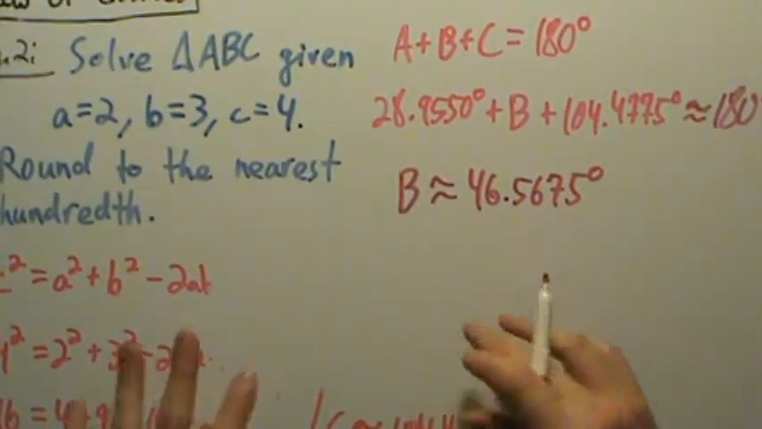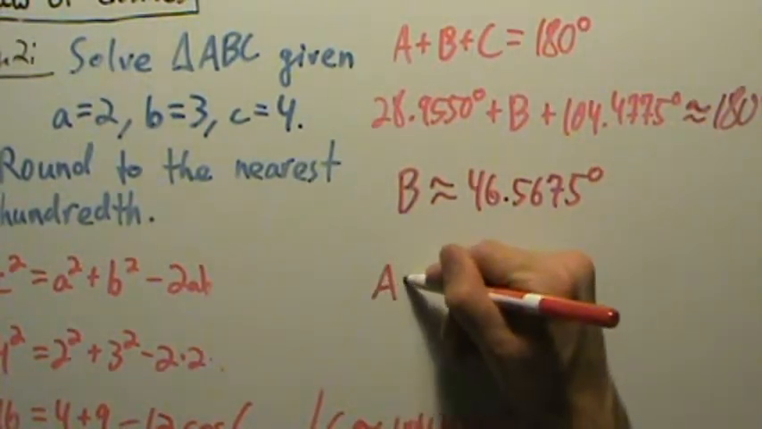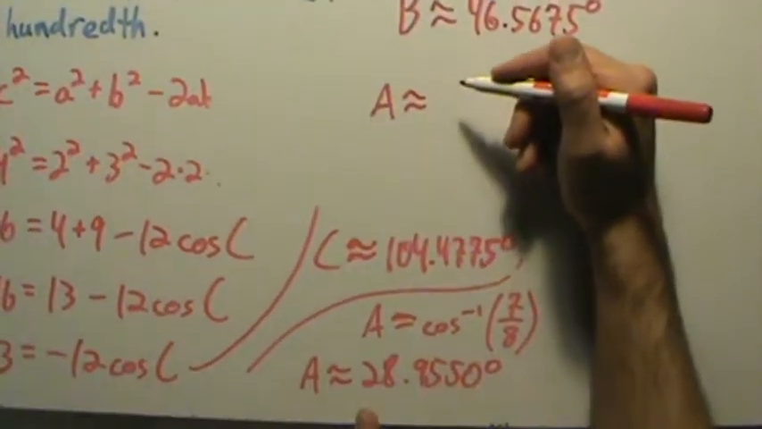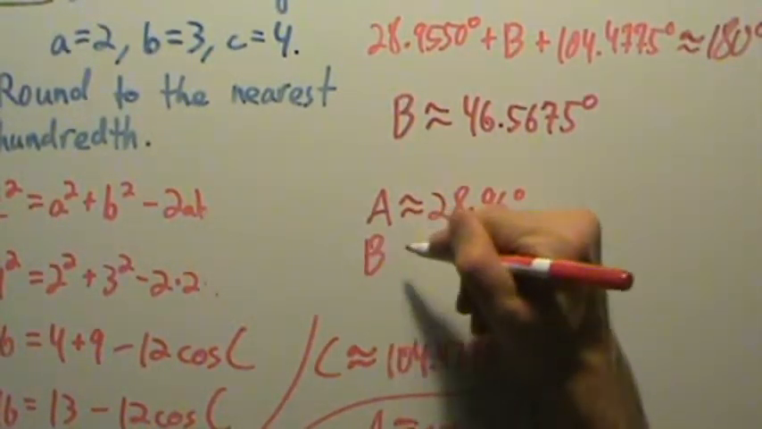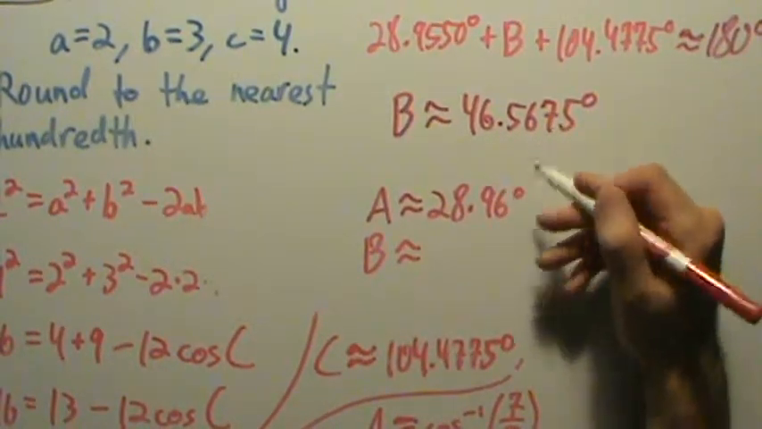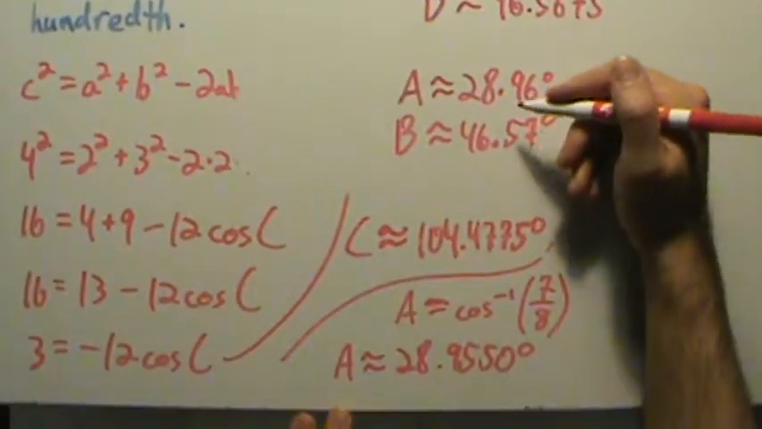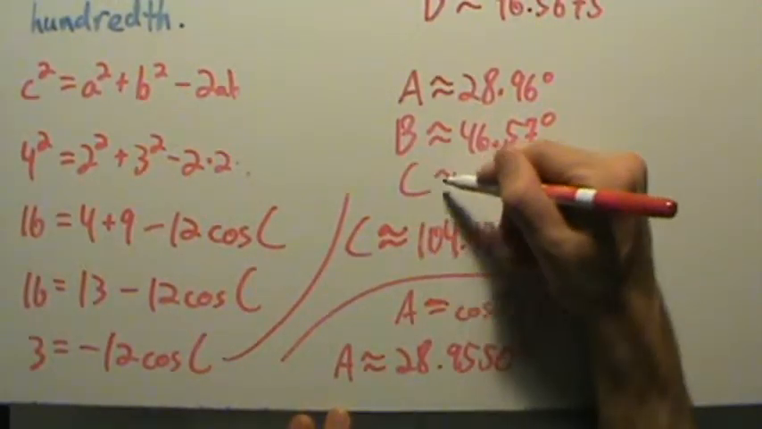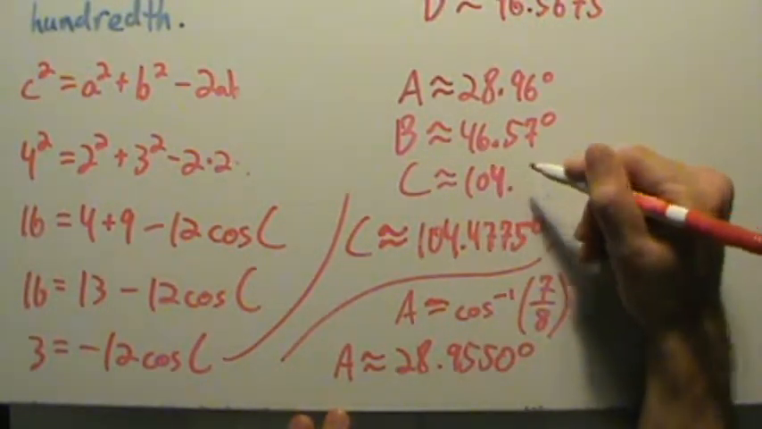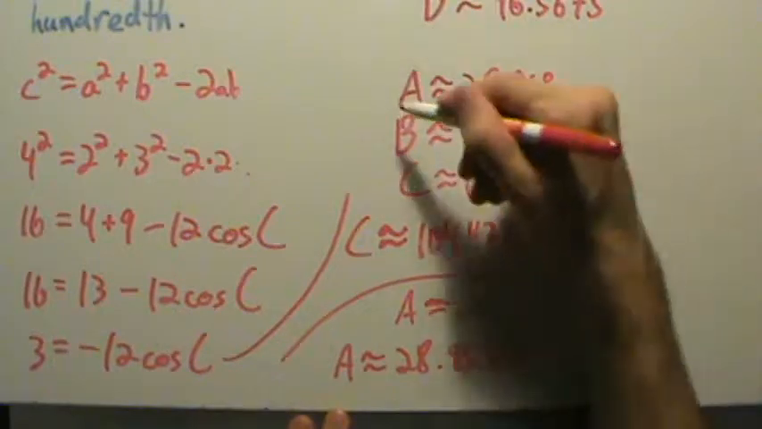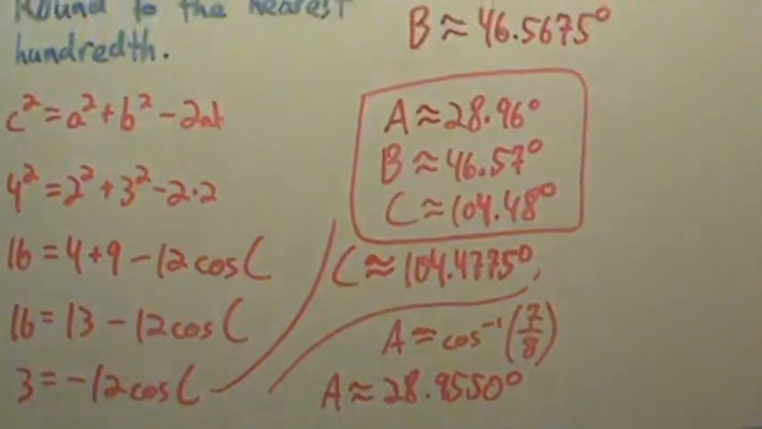So now let's put our final answers all together, and then we'll round to the nearest hundredth since we're done. So capital A was approximately 28.96 degrees. Capital B is approximately 46.57 degrees. And then capital C is approximately 104.48 degrees. Okay, so that's it for that.